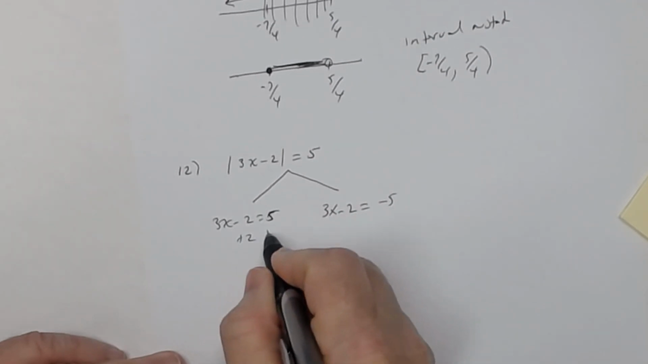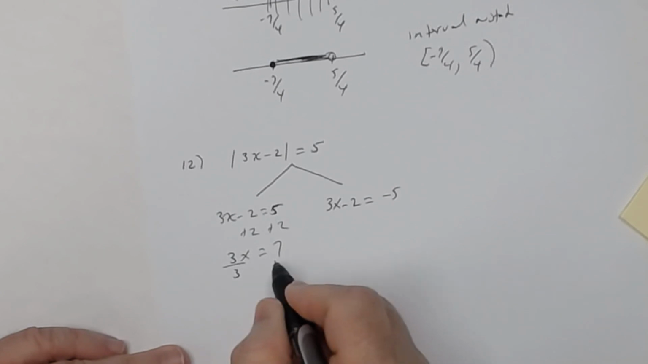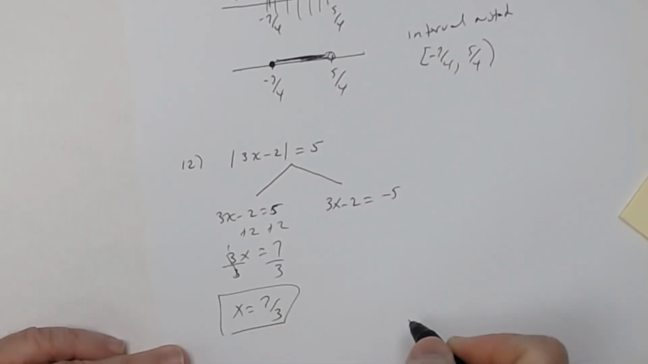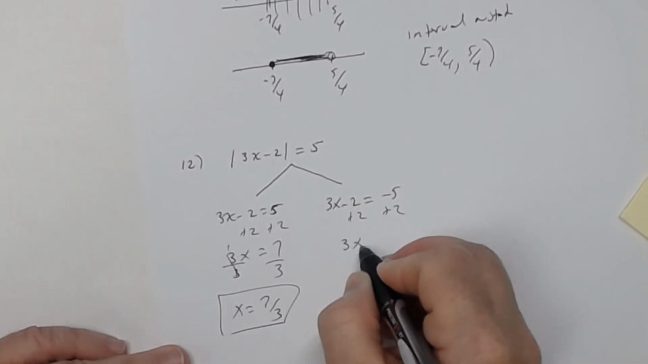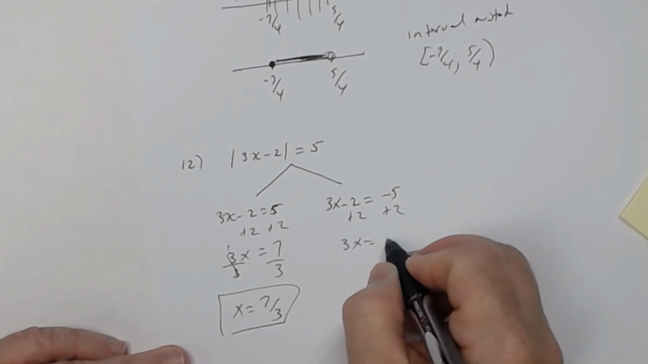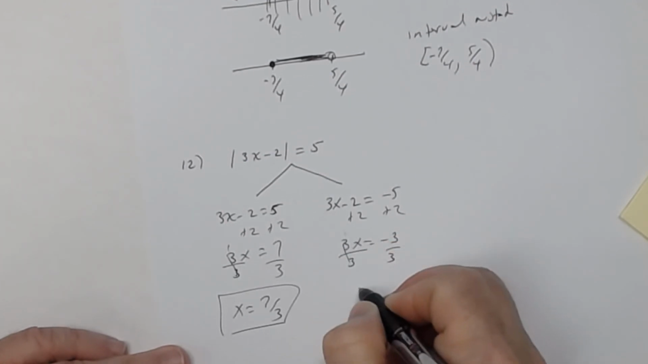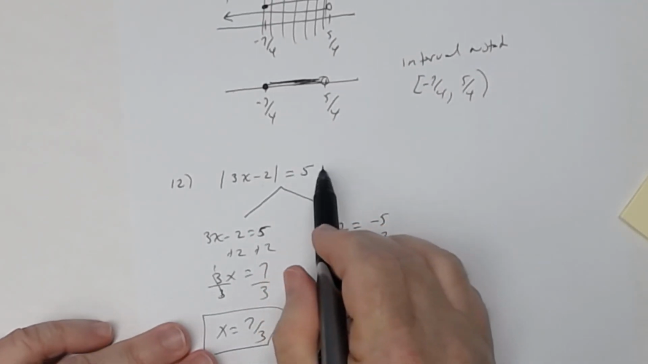So then we're going to add 2 to both sides. So I get 3x is equal to 7. Divide both sides by 3. One of my solutions is 7/3. Over here, add 2 to both sides. I get 3x is equal to negative 5 plus 2, which is negative 3. Divide both sides by 3. I get x to be negative 1. And those are solutions because this is a positive number.